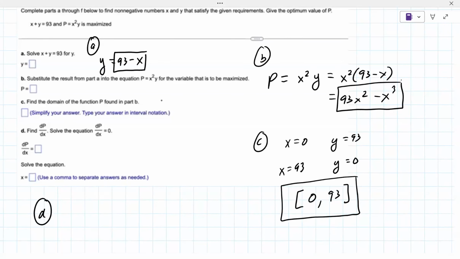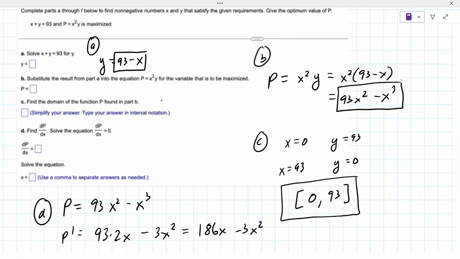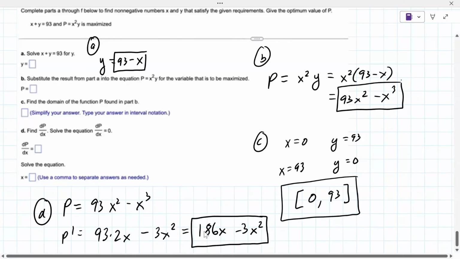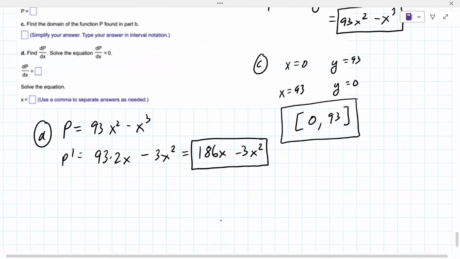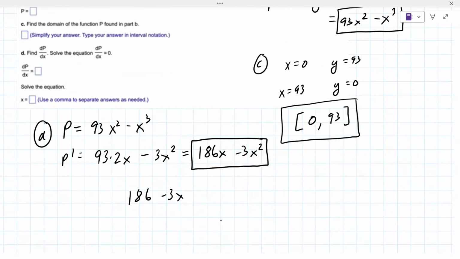For part B, you're taking the derivative of what you wrote in part B. So your derivative is 93 times 2x minus 3x squared, 186x minus 3x squared. That's that box there for part B. Okay. And then you have to set it equal to 0. 186x minus 3x squared equals 0. So you end up getting x squared equals 64.